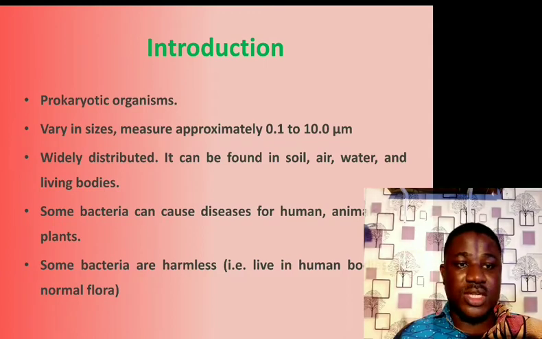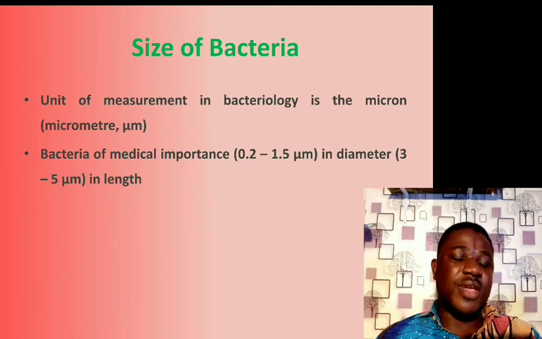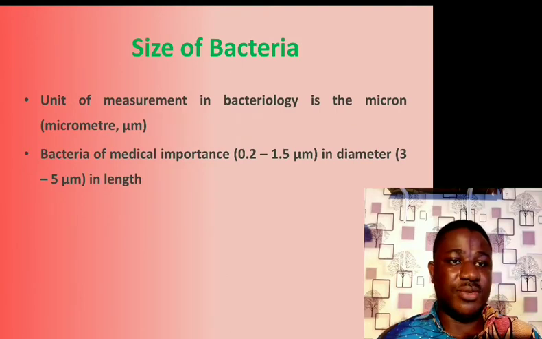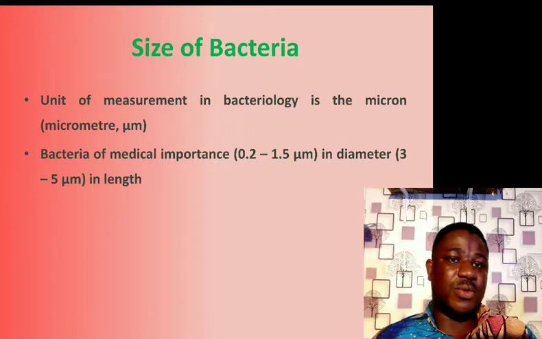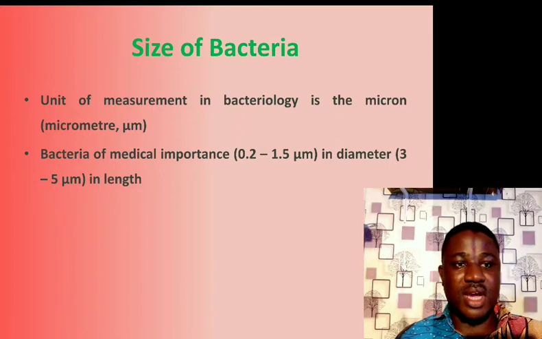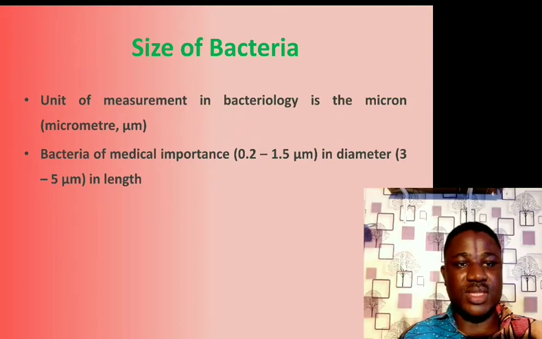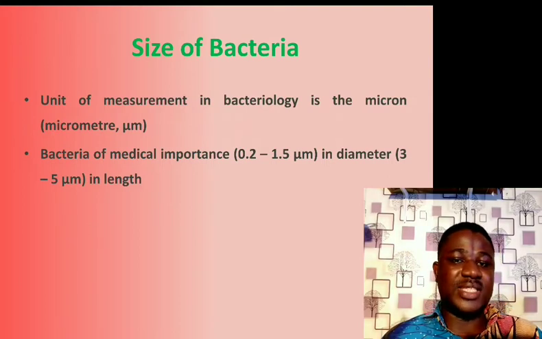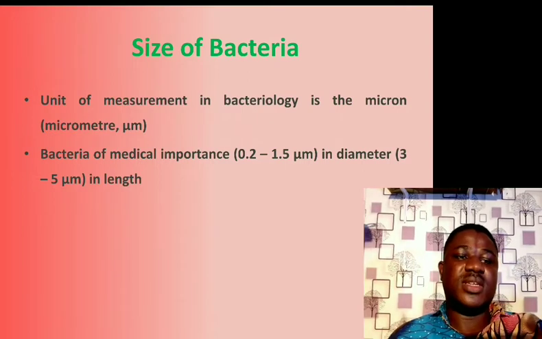Some of them are pathogenic, like I said, others are not pathogenic, and they are harmless or beneficial in the first place. In bacteriology, which is the study of bacteria, we measure bacterial sizes in micrometers or microns. Most bacteria of clinical importance, that means they have infectious abilities and can cause disease, range between 0.2 to 1.5 micrometers in diameter, and their length would approximately be from 3 to 5 micrometers.